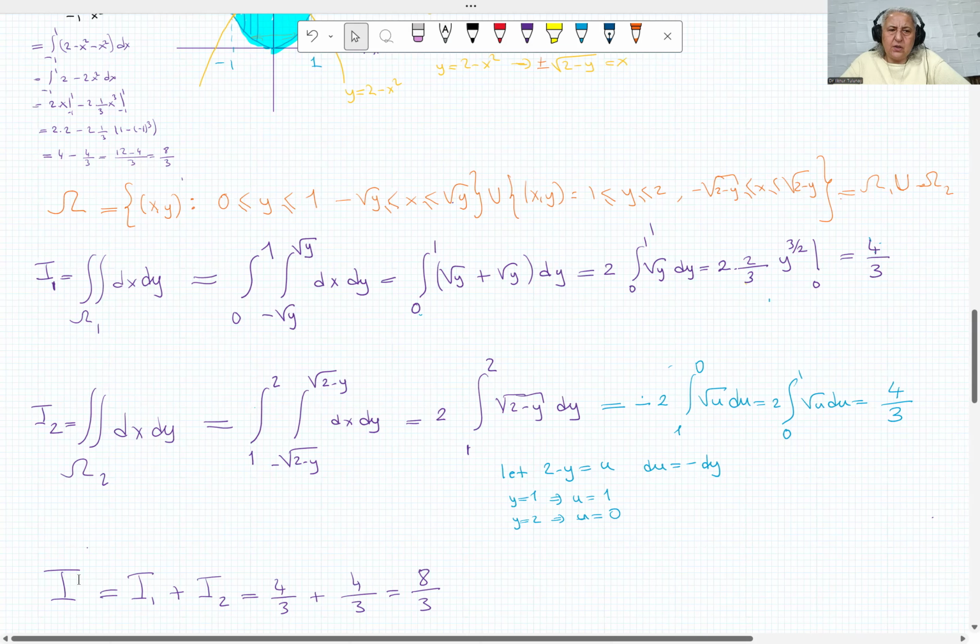Okay, and so the whole integral will be the addition of these two integrals, 4 over 3 plus 4 over 3. It's 8 over 3. That's all for this part.